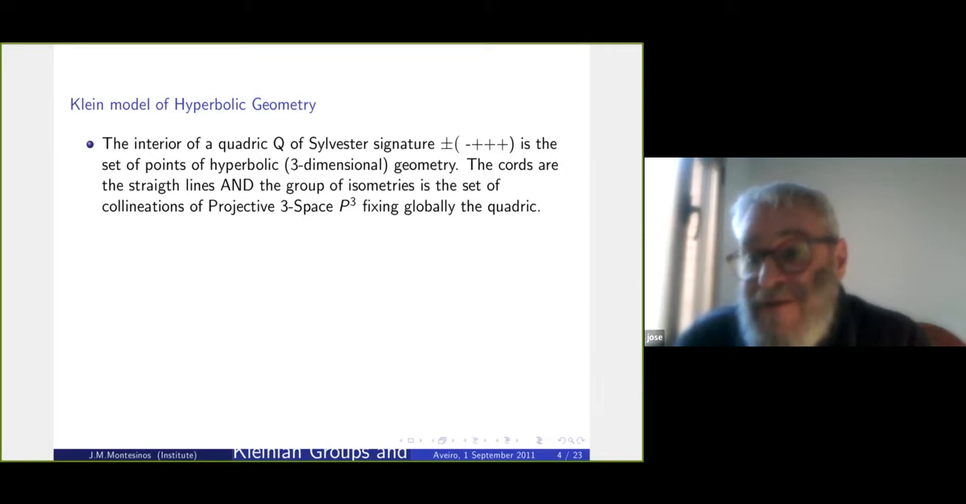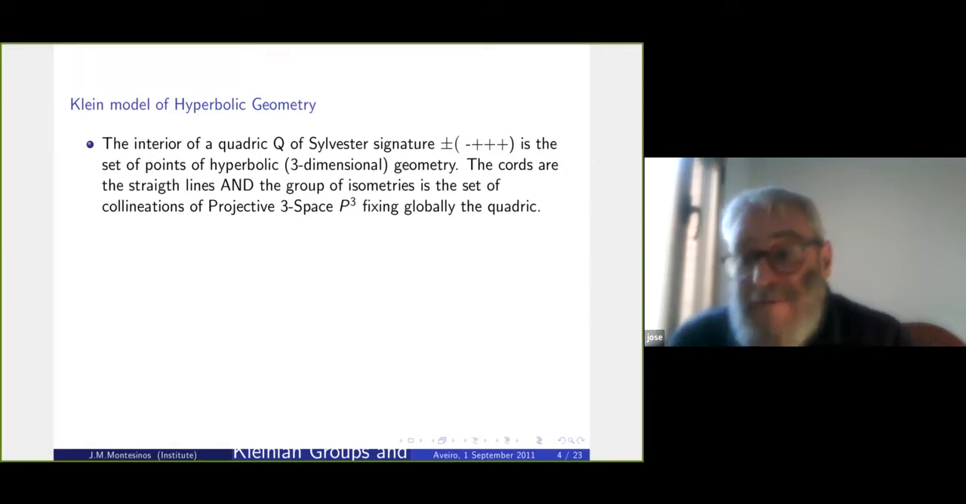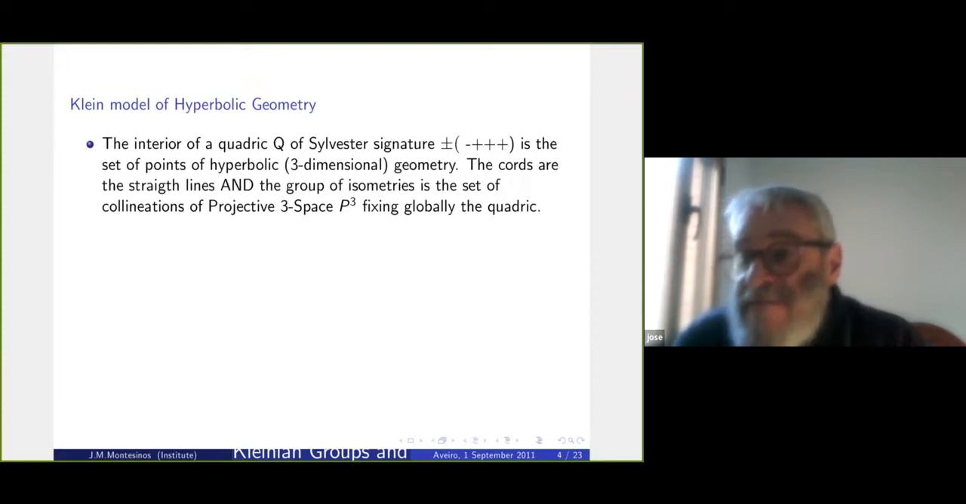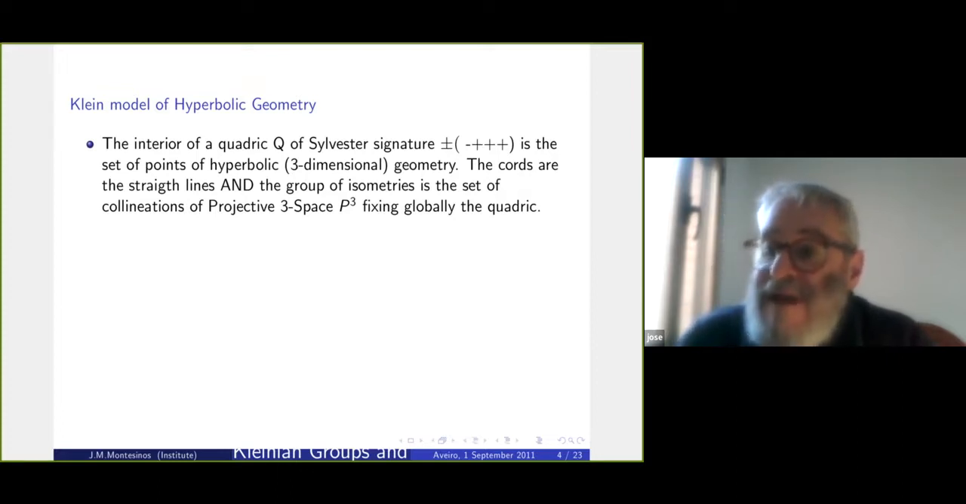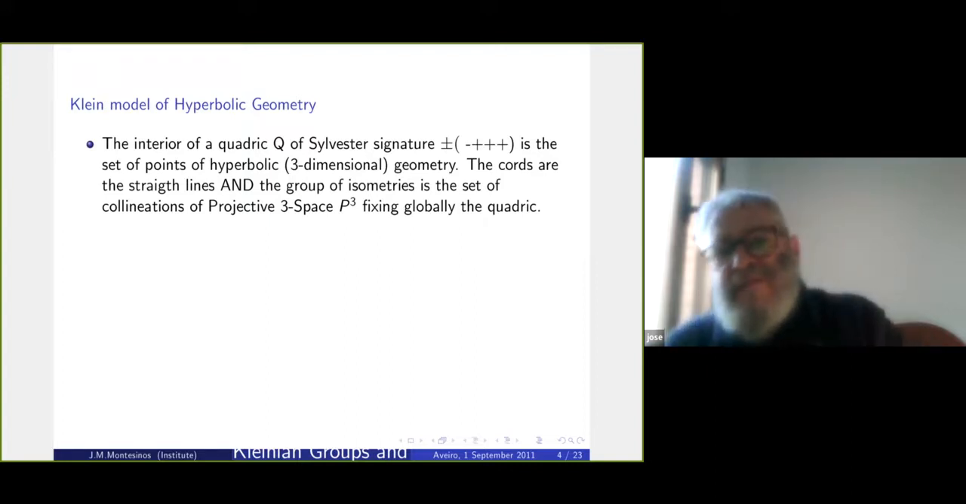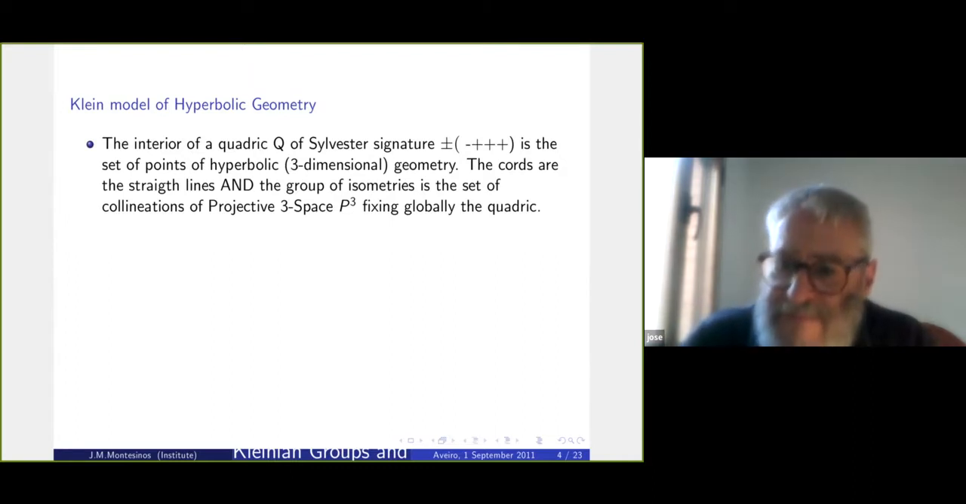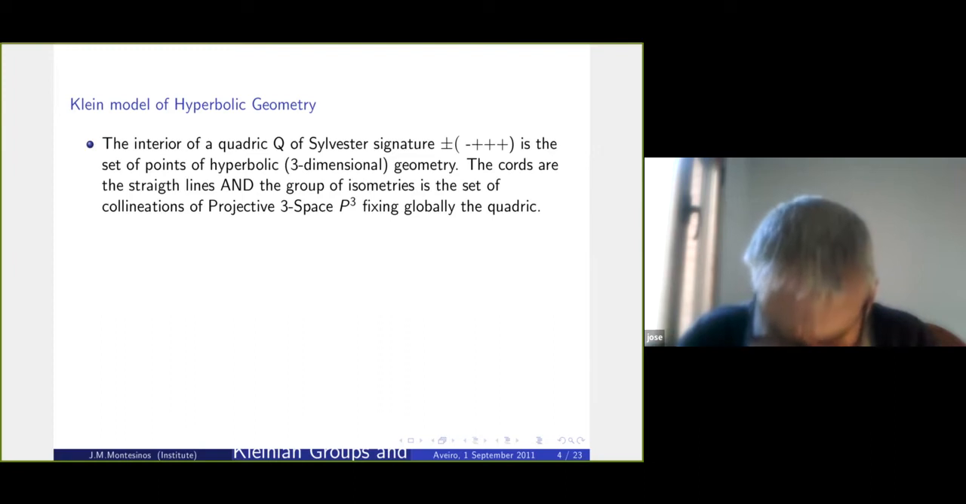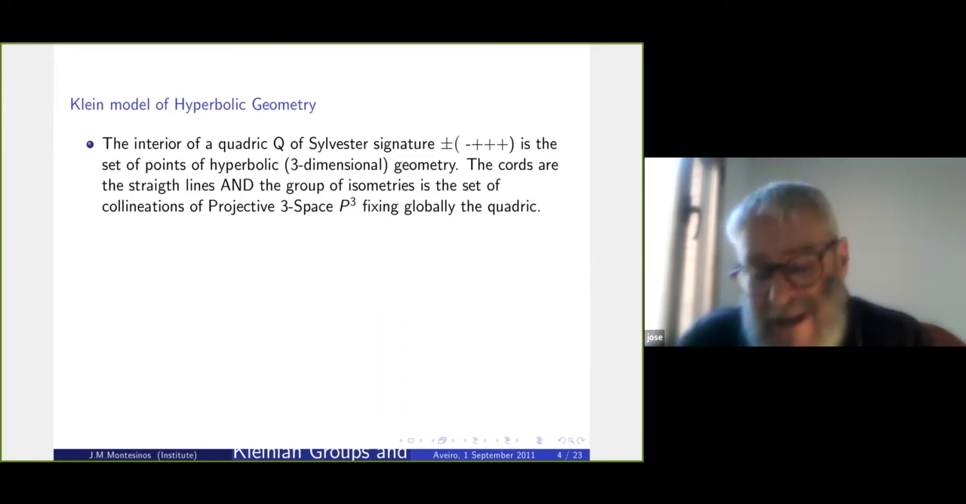This is the interior of the three-dimensional ball. But if you have minus 1, 2, 3, 7, then this is an ellipsoid with different axes. But the interior is still a model of the hyperbolic three-dimensional geometry. It is very convenient to work with this model because all hyperbolic geometry becomes a part of linear algebra.